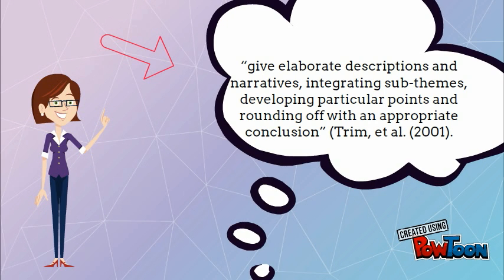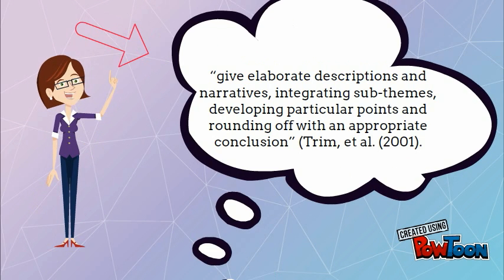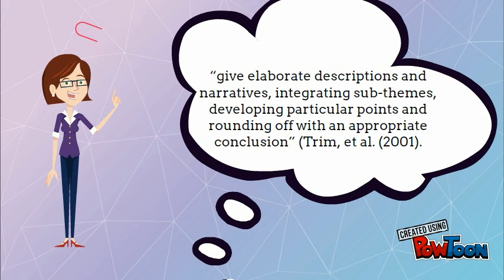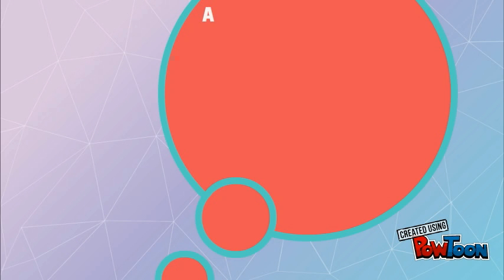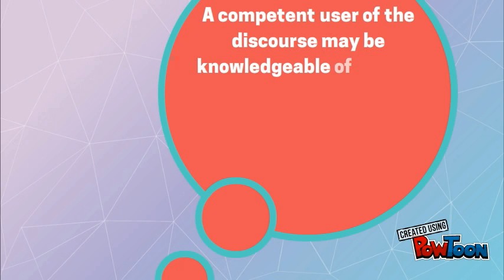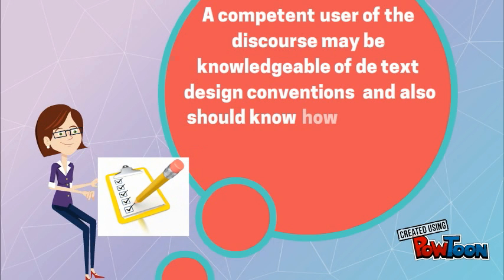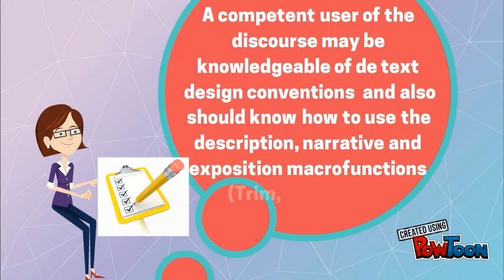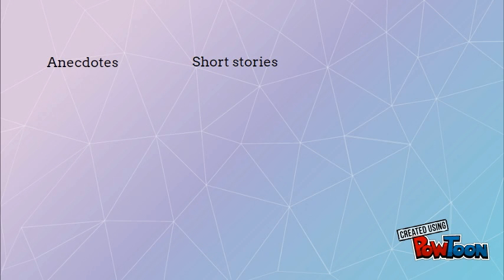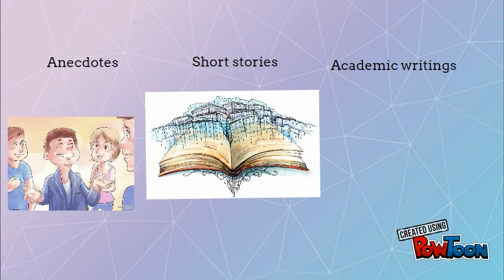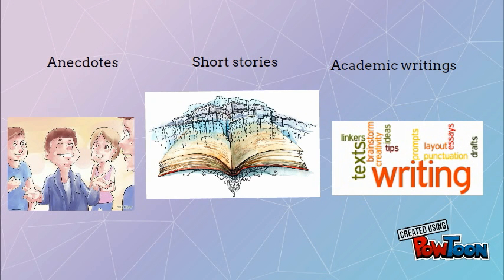Such thematic development is no more than knowing where and how to put a sentence, what word or connector to use, and how to close with a strong conclusion. A competent user of the discourse may be knowledgeable of text design, which can be understood as the ability to produce well-written pieces of writing, such as anecdotes, short stories, and also academic writings as journals, essays, and formal letters. Thus, text design conventions are also important elements to be a competent user of the discourse.